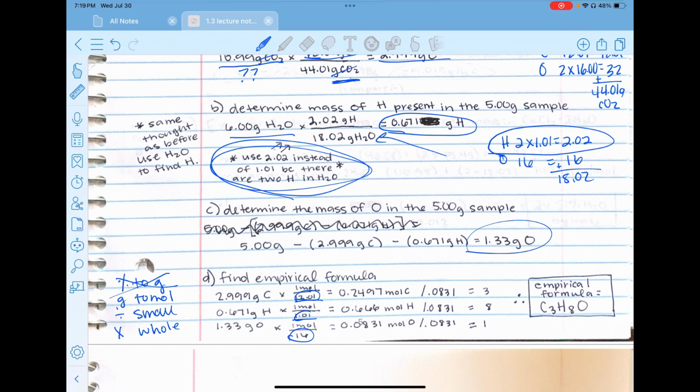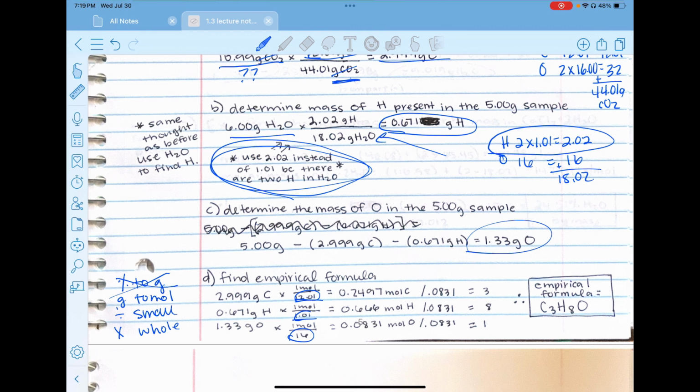We don't care if it's diatomic. We're not concerned with the ratios that we were using before, right? That was a different thing. That's when we were dealing with essentially a percent, a part of the whole. Here we want to find out what each individual element makes up for the empirical formula.